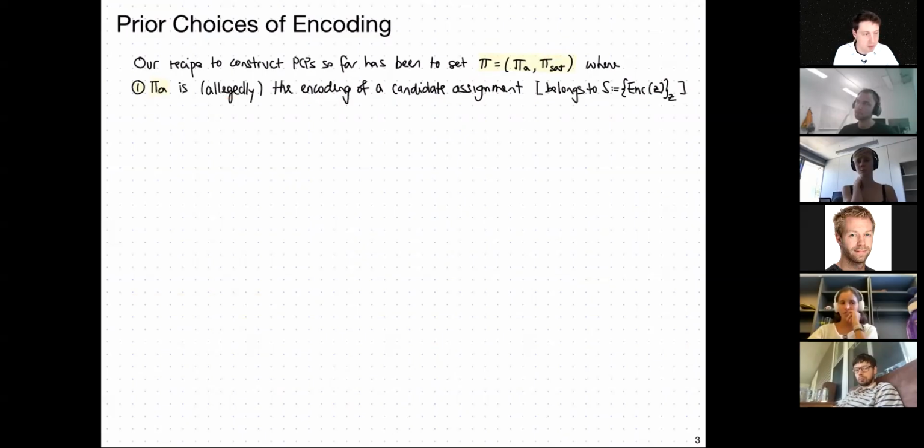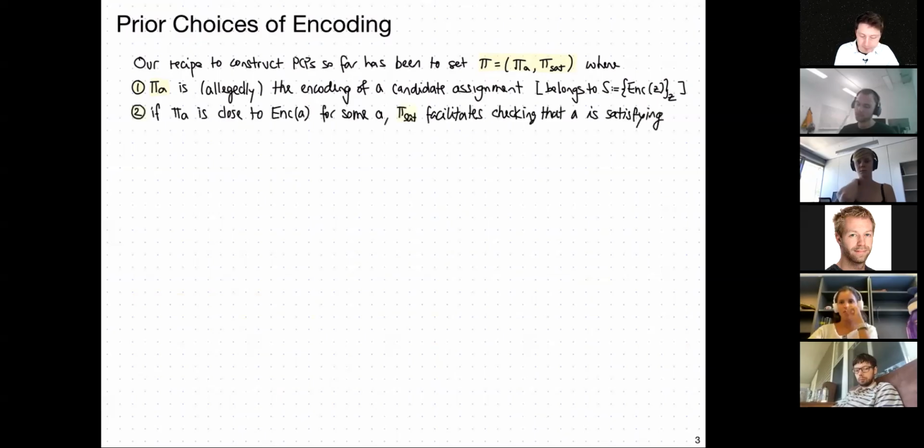We'll come back to specific examples. If this first part is close to a valid encoding of something, then the second part of the PCP, pi sat, is some string that facilitates checking that whatever message is encoded indeed is a satisfying assignment.